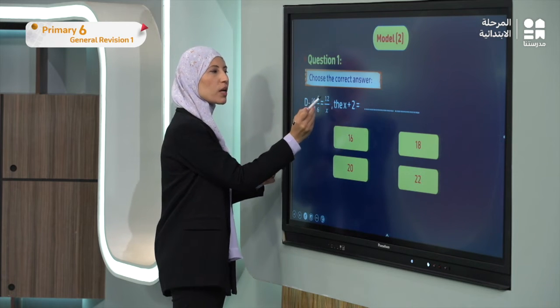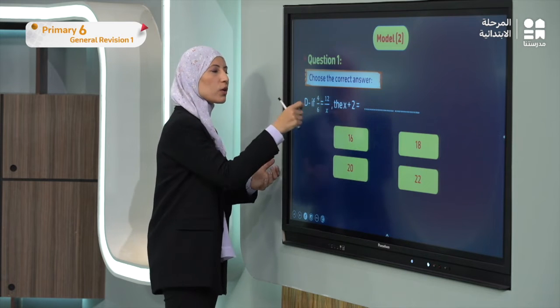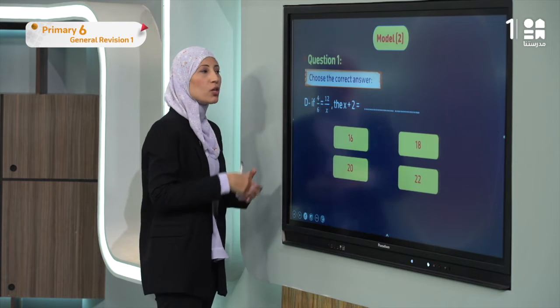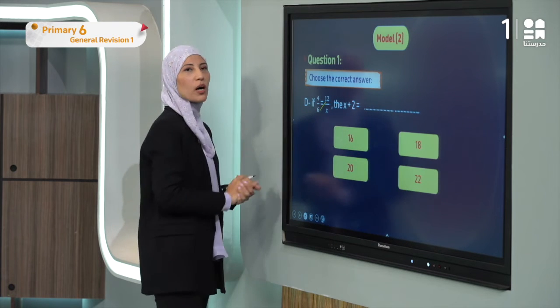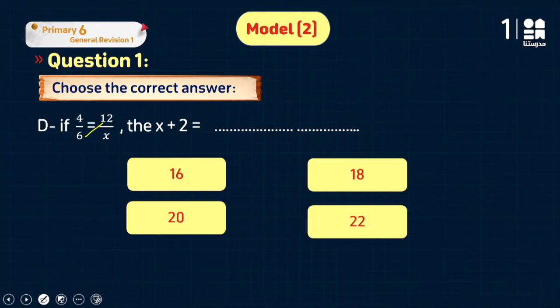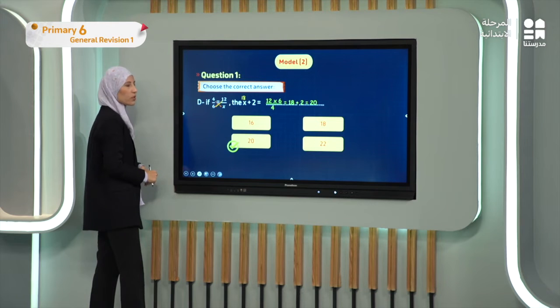4 becomes 12 by multiplying by 3, so I make 6 times 3 equals 18. Or I can use cross multiplication: 12 times 6 divided by 4. After that I add 2. So x by itself will be 18, and 18 plus 2 gives me 20. So my answer is supposed to be 20. Okay, so I will choose 20.